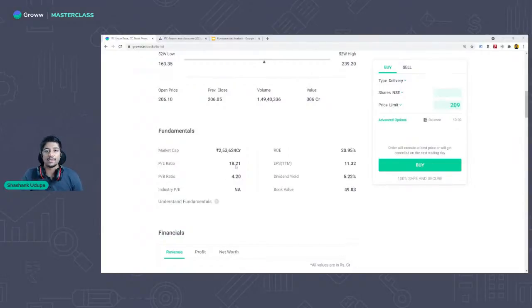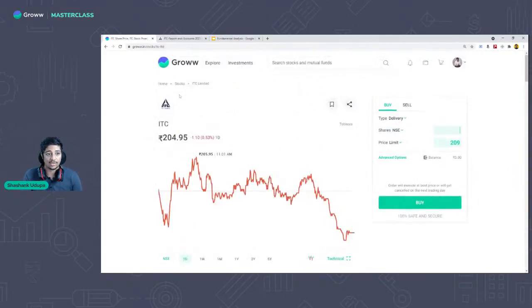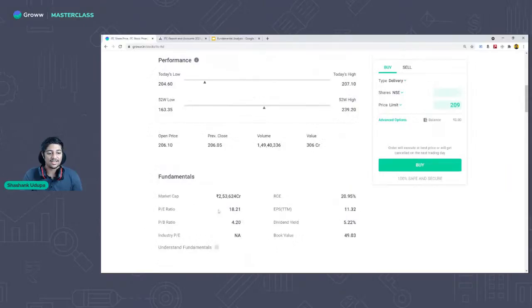Now I'll tell you the simple understanding of price to earnings. Price to earnings is a valuation ratio, which basically talks about the current price of the share, which is currently 204. So it's basically the current price of the share divided by EPS, which is earnings per share.